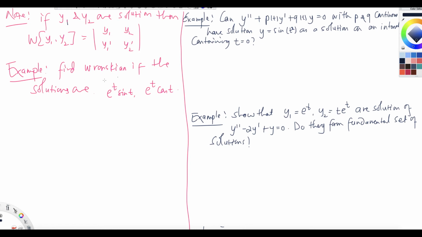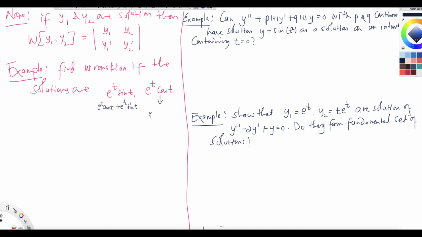Find the Wronskian if the solutions are e^t sine t and e^t cosine t. So what is the derivative of this? The derivative of this will be e to the t cosine t, right? And then plus e to the t sine t. And how about the derivative of this one?